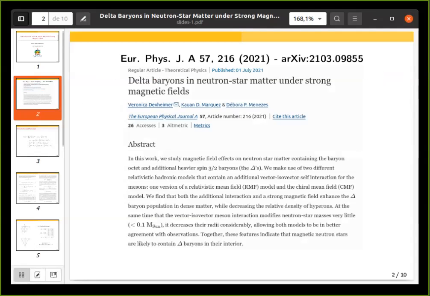Here I will present some results published in the paper Delta Baryon Neutron-Star Matter under strong magnetic fields, where we studied magnetic field effects on neutron-star matter containing the baryon octet and also additional heavier spin 3/2 baryons, the deltas.